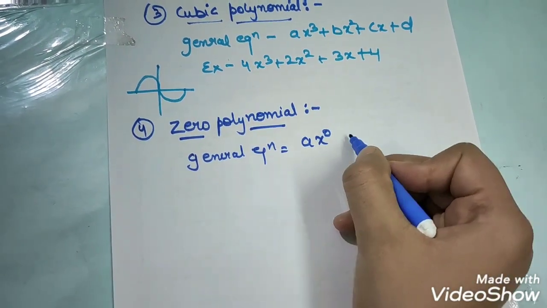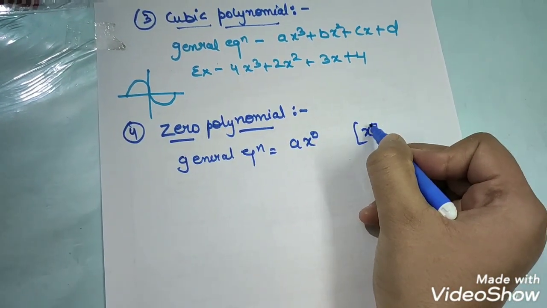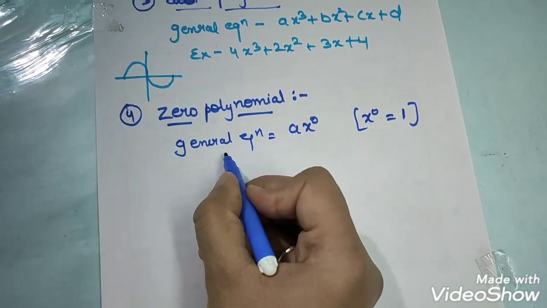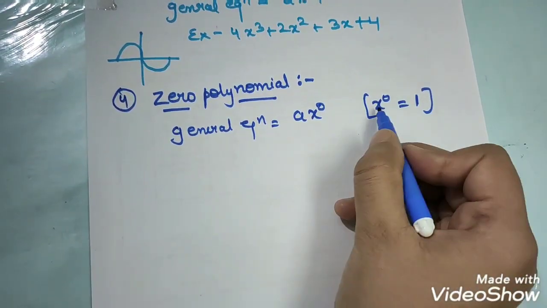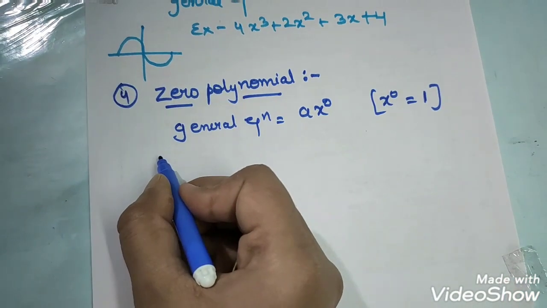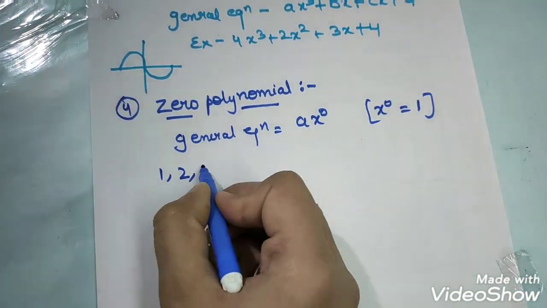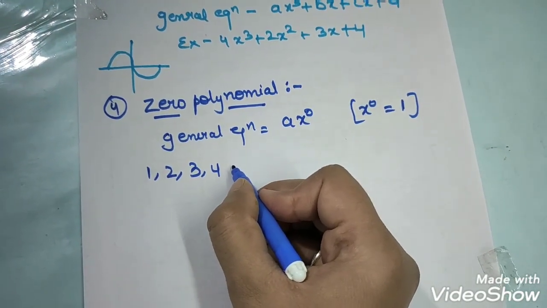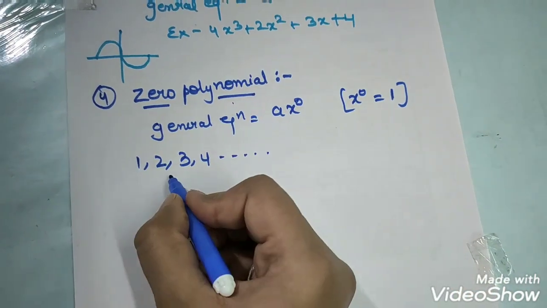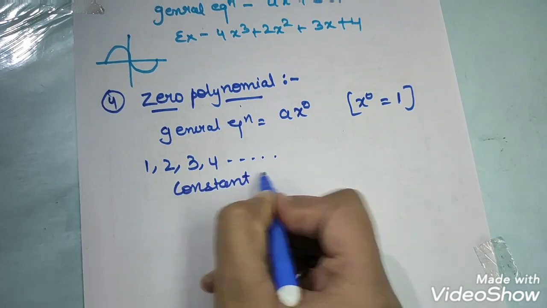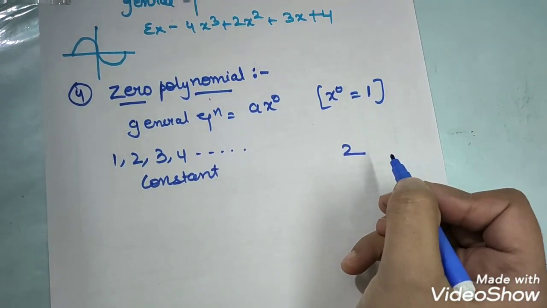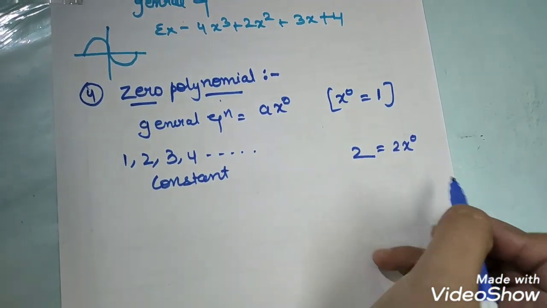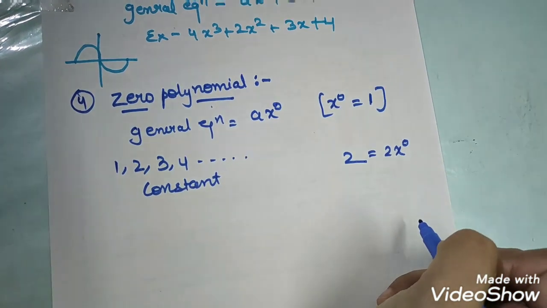And we know that the power 0 of any number is 1. So basically what we get is that all the constant numbers are zero polynomials. If I ask whether 2 is a polynomial, the answer is yes, because it can be written in the form 2x to the power 0, where the power of the variable is 0.